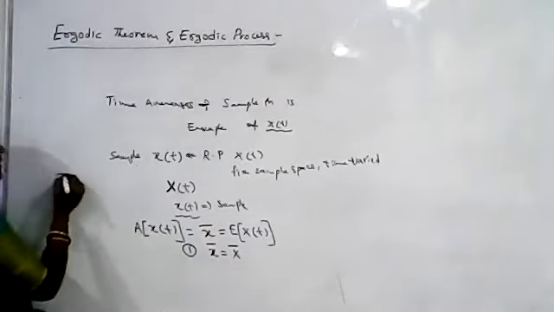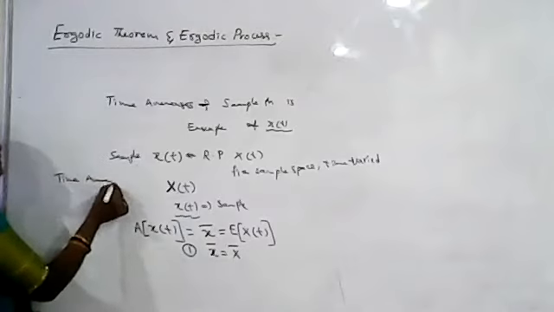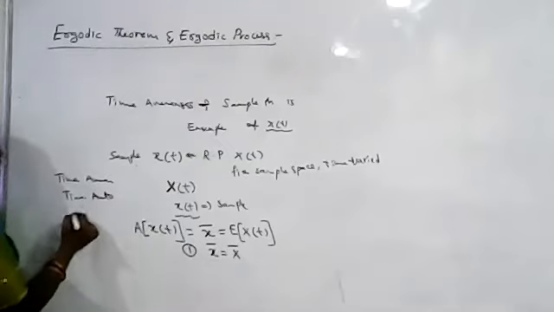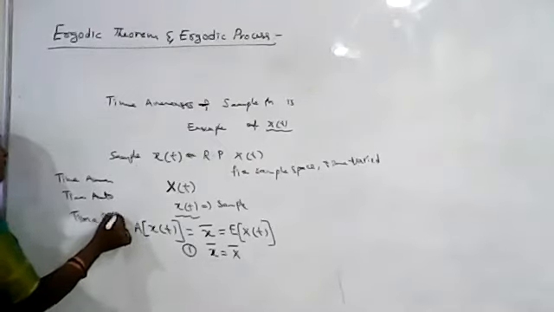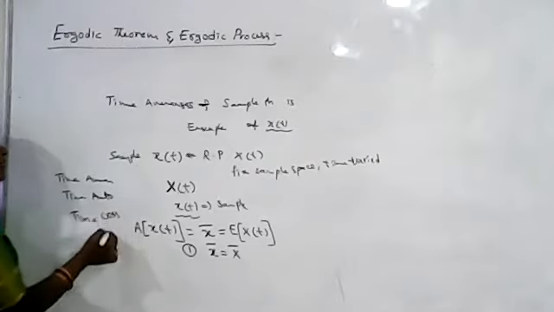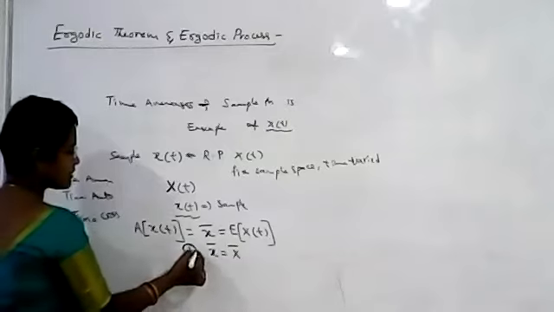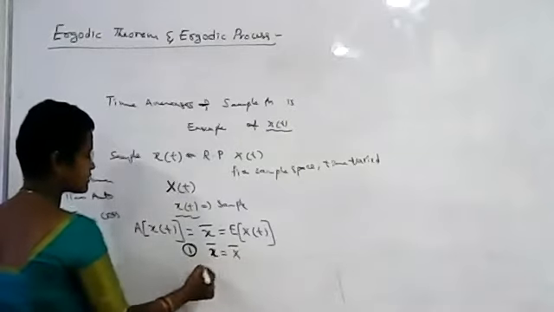Time averages include three functions: the time average function, the time autocorrelation function, and the time cross correlation function. These three functions are called time averages. So what is the first time average? The first time average is x bar equal to capital X bar.